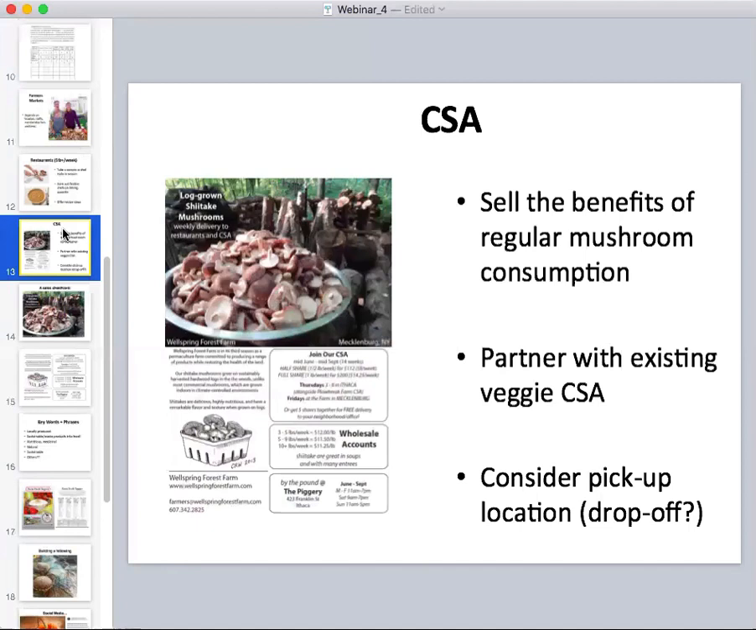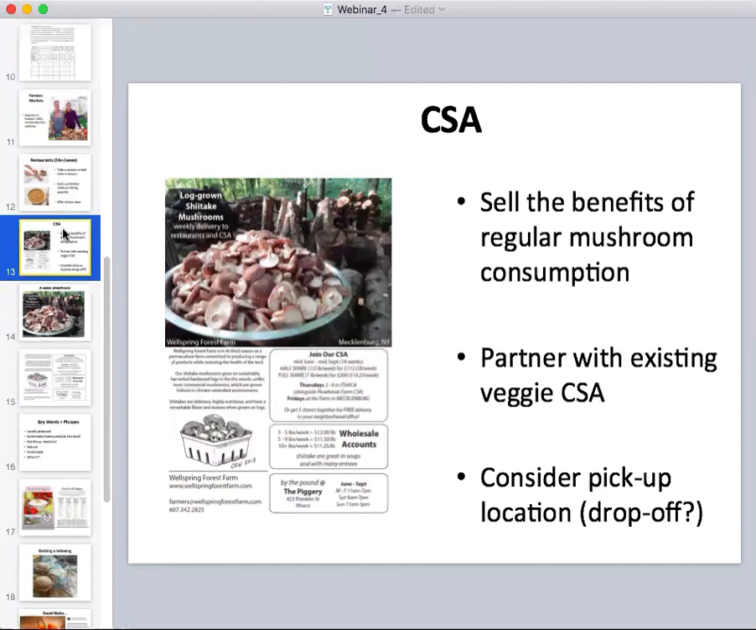And then we owe them those mushrooms all summer. But we're getting income from the restaurants and the other wholesale accounts. So it's a nice cash flow partnership. It's really good to do this. I think it's really hard to pull this off if you don't partner with another CSA, and a vegetable one would be the most common one.